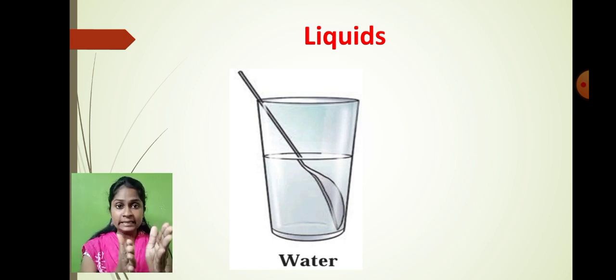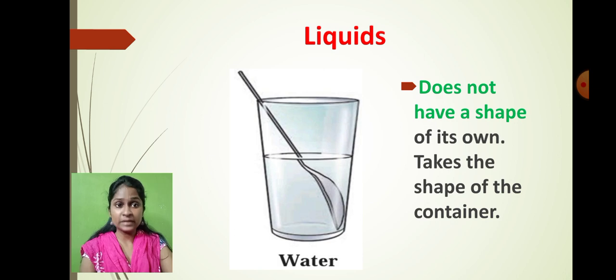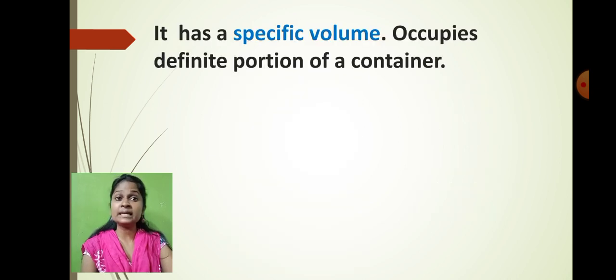Like in this image, I have kept the water in a glass. So the liquid occupies the shape of the container. Suppose I pour this water in the cup, the water will occupy the shape of the cup. Am I right? So can I say that the liquid has no definite shape? Here you can see that the liquid doesn't have a definite shape of its own. Liquid takes the shape of the container. Is that clear? So this is one of the properties of the liquid.